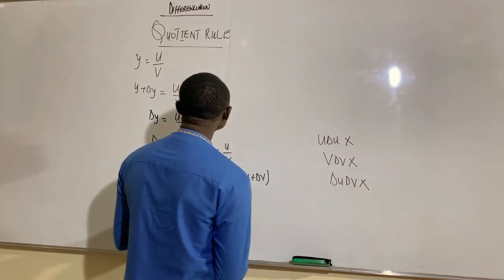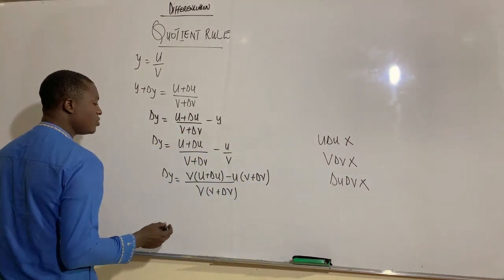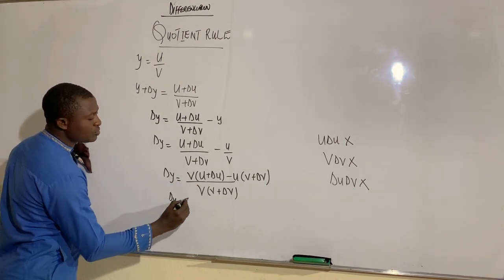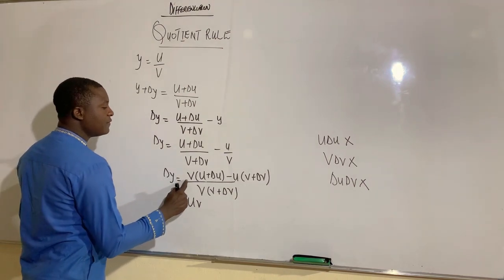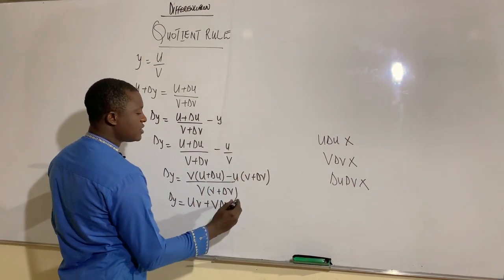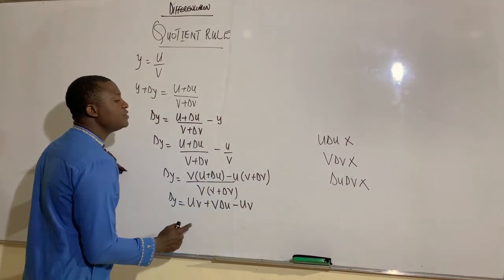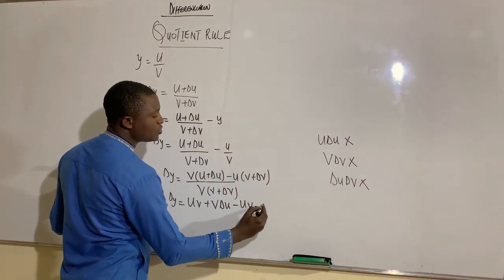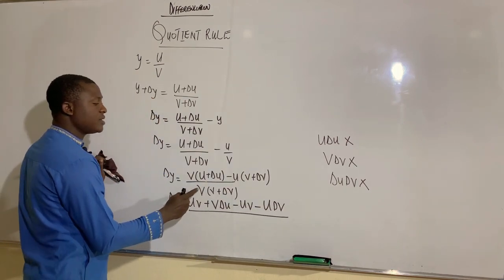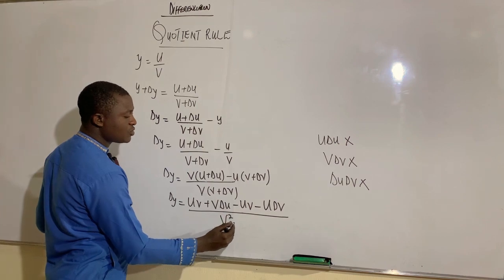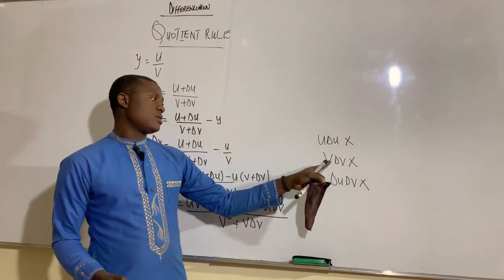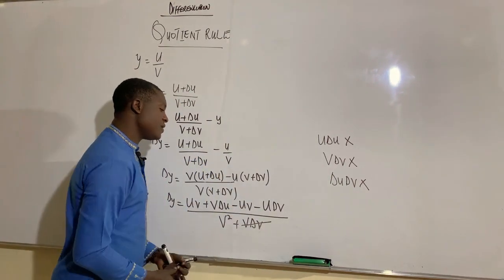So now, if I open the bracket, I can have change in y equal to v times u, we are going to have uv, v times change in u, that is v du, minus u times v, we are going to have minus uv, minus times plus, we are going to have minus u change in v, all divided by v times v, we are going to have v squared. V times change in v, you are going to have v change in v. I told you earlier, there's nothing like v change in v, so we can remove that.